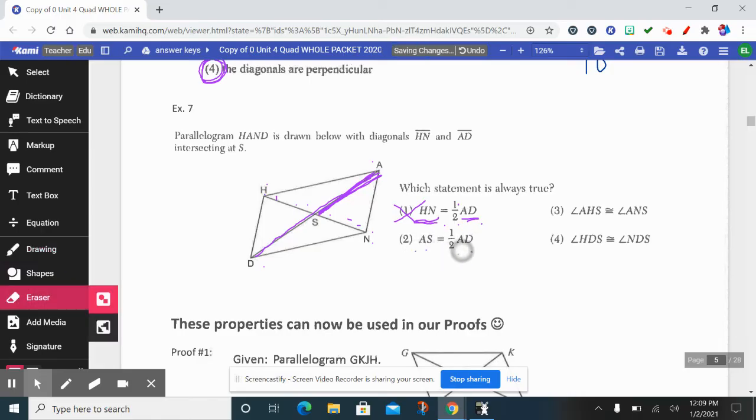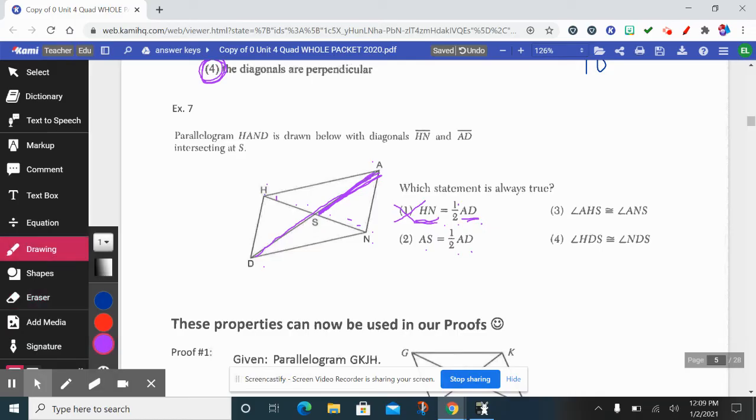Let me go back to that. Let's put some measures in this picture to make it make sense. Now, these numbers I'm pulling out of thin air. Let's say that this is 8. This would be 8 because that diagonal is cut into 2 equal pieces. So I know that AS is 8, and they're also looking for AD here. AD is 16. Is 8 equal to a half of 16? It is. All right, there we go.